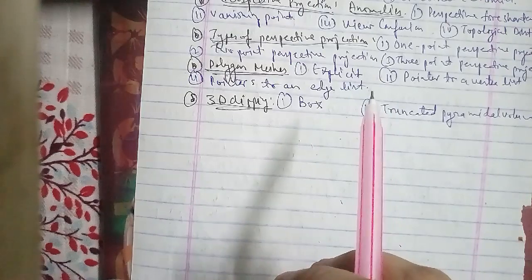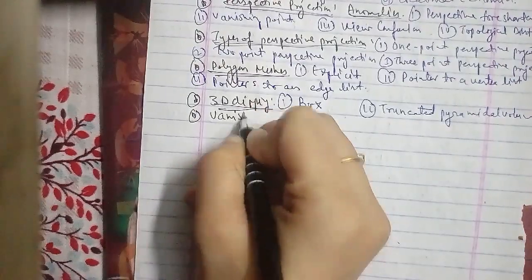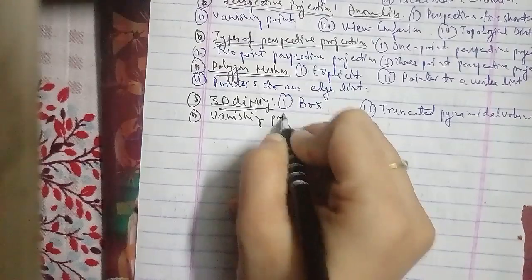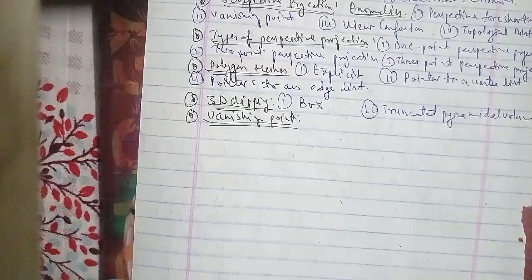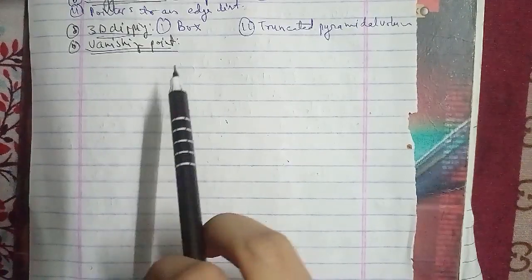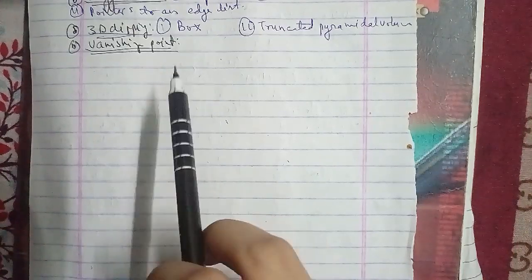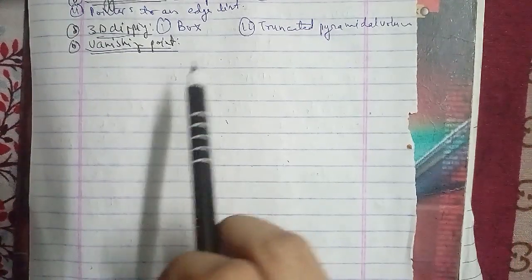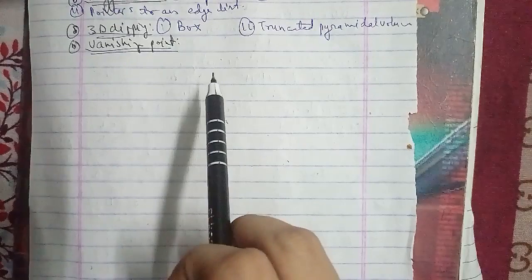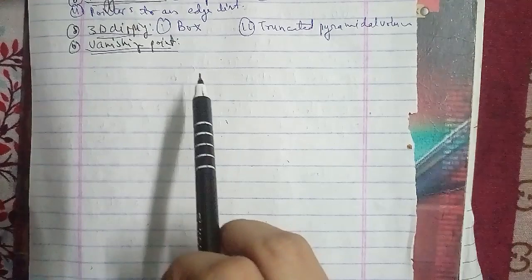Now we'll discuss the other question, that is, to define vanishing point. To define vanishing point: the projections of lines that are not parallel to the view plane appear to meet at some point on the view plane, and a common manifestation of this anomaly is the illusion that a railroad track meets at a point on the horizon as well.